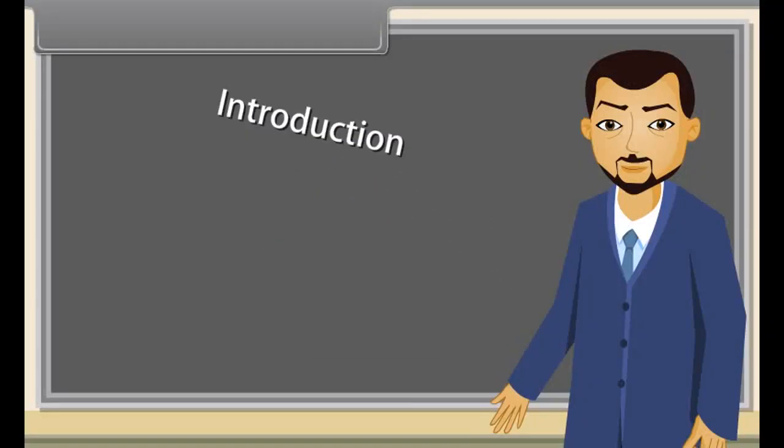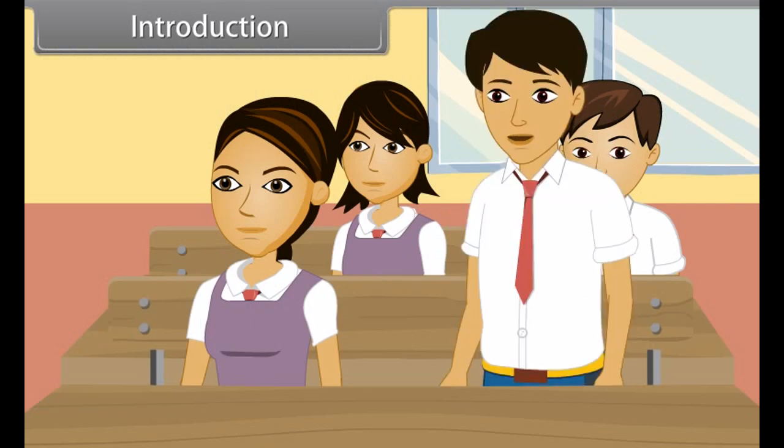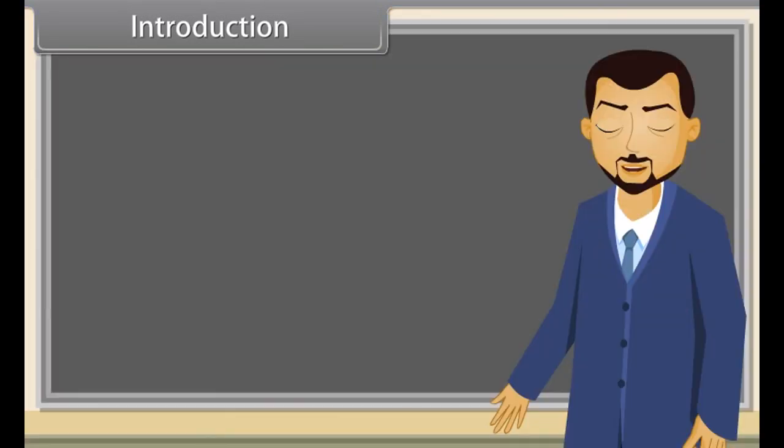Introduction. Can anyone tell me what are polynomials? A polynomial is made up of terms that are only added, subtracted, or multiplied. Very good. And what do we call the polynomials having degree 1?